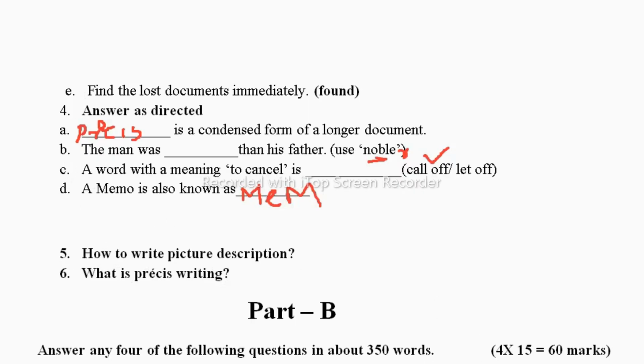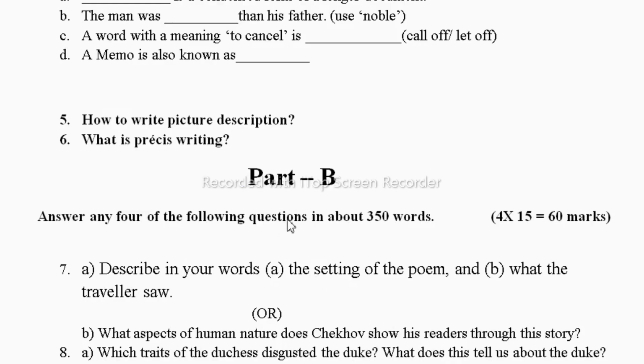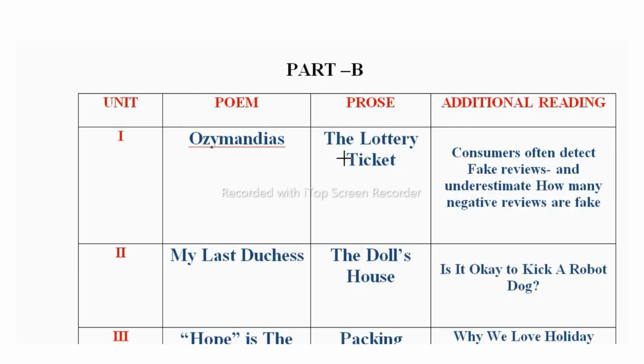Now let's move to part B. Before solving this part B, let us see what are the important summaries you need to learn for this part B. So as you people know, this is your degree 4th semester English new syllabus topics, poem and prose and additional reading. Last time you got this additional reading in 15 marks under part B, so this time also definitely you would get this additional reading in 15 marks. So you need to write 4 pages for this additional reading.